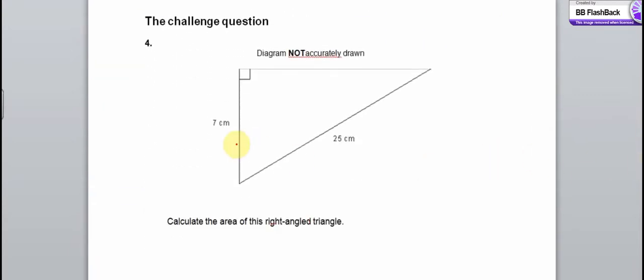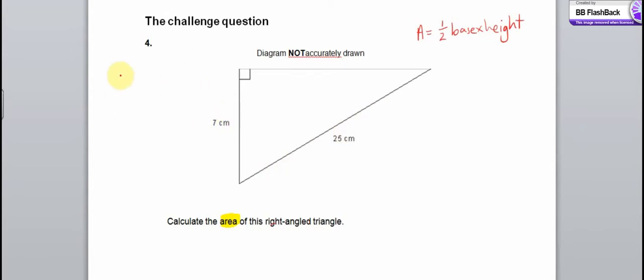Question 4, the challenge question. Calculate the area of this right-angled triangle. So, area, that's the key thing there, not circumference, not perimeter. And area for a triangle is given as a half of the base times the height. Now, which one's the base and which one's the height? Well, this is a bit of a tricky one. It depends which way you stand it.